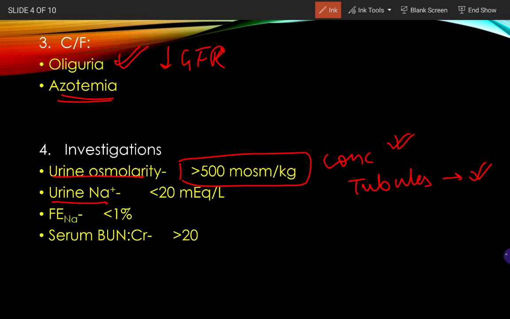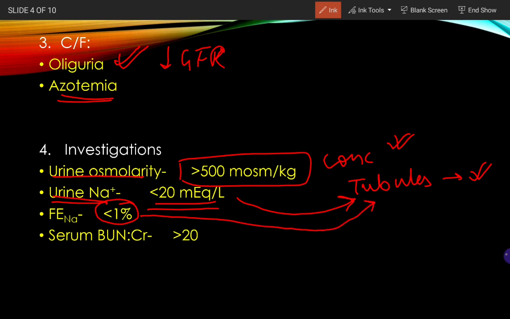Now you check for the urine sodium. Urine sodium will be less than 20 milliequivalent per liter. This tells you that sodium is very well being reabsorbed into the body, which is again a function of the tubules, which again tells you that the tubules are working properly. Now FeNa is the fractional excretion of sodium, which will be less than 1%. So this again tells you that the tubules are working properly, and this can lead you to the conclusion that the cause can be hypovolemia or decreased blood flow to the kidney.